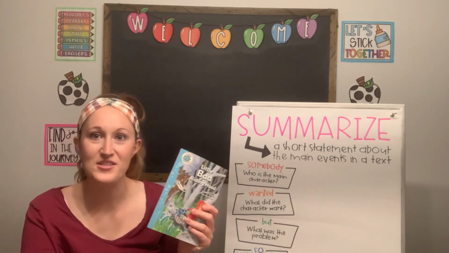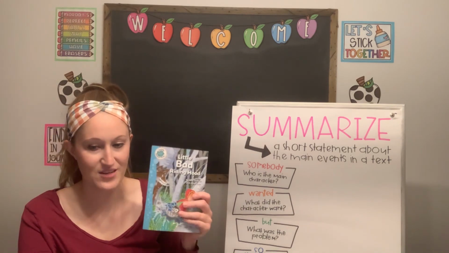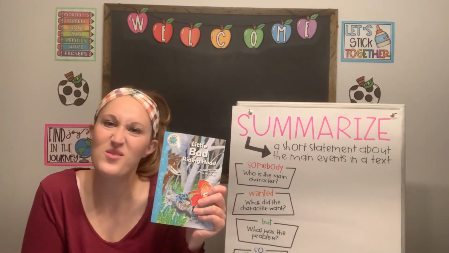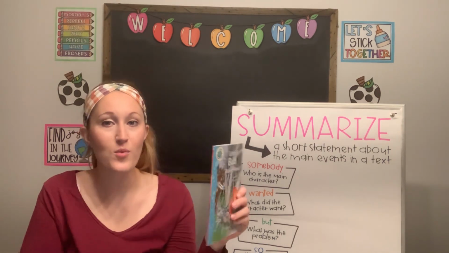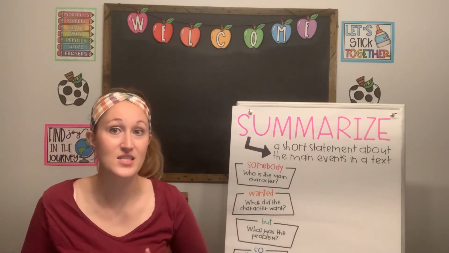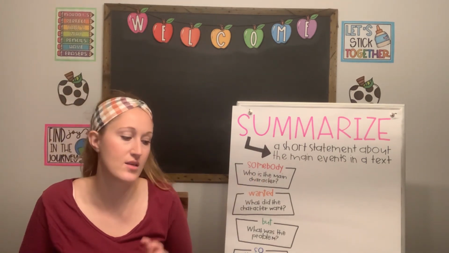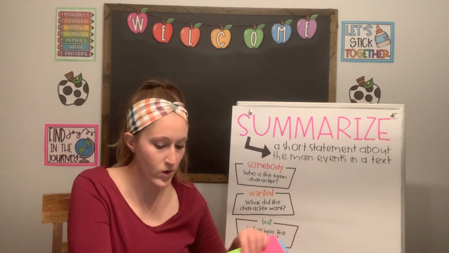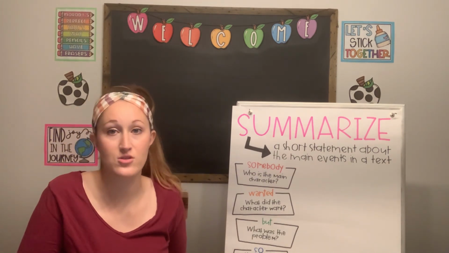And that is the end of our story, The Little Bad Riding Hood. What did you think about it? Yeah, I thought it was a pretty good story too. So I thought we could take a chance to summarize this book, because when we summarize things, it's a short little statement that tells us about the main events in the text. So we're going to fill out a somebody wanted but so then chart.